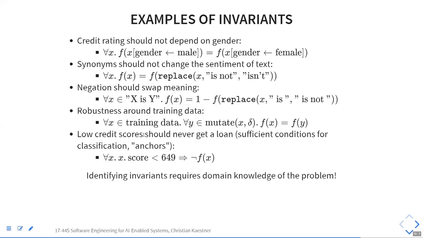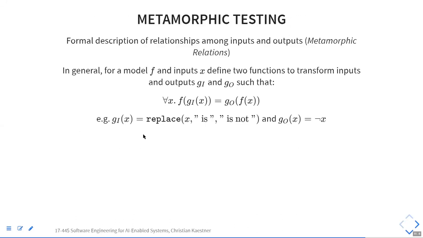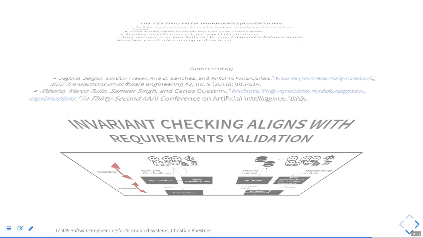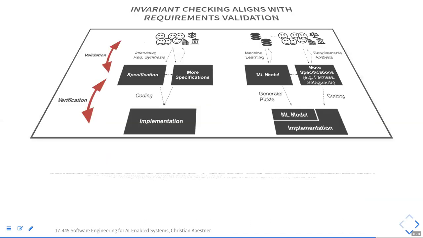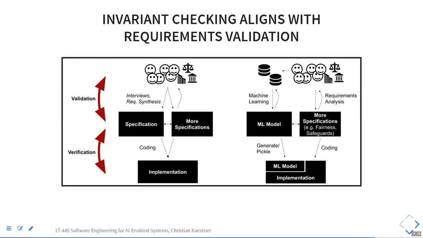Any other questions on metamorphic relations and testing invariants? So I think that's a potentially powerful technique where, if you can specify invariants, you can automatically generate test cases. People have used this for a couple of examples. They've used this for self-driving cars in combination with simulators. But again, it's not trivial. It, by the way, also fits this model that machine learning models are more like requirements, because what we're checking is the compatibility of multiple requirements, right? So we have a requirement that says there's some fairness invariant and we want to check that they're compatible.